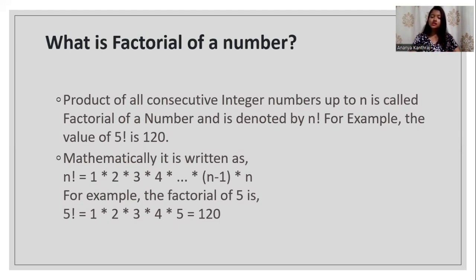Mathematically, it is written as n factorial is equal to 1 into 2 into 3 into 4, and so on up to n minus 1 numbers into the nth number of your desire. So for example, the factorial of 5 is given as 5 factorial, which is nothing but 1 into 2 into 3 into 4 into 5, which is nothing but 120. Hence, the factorial of a number is given by the above formula.